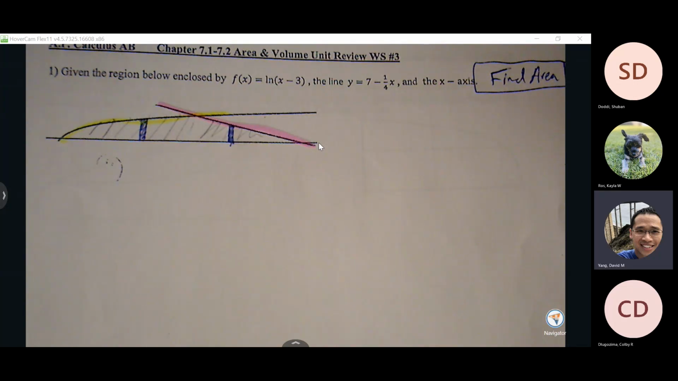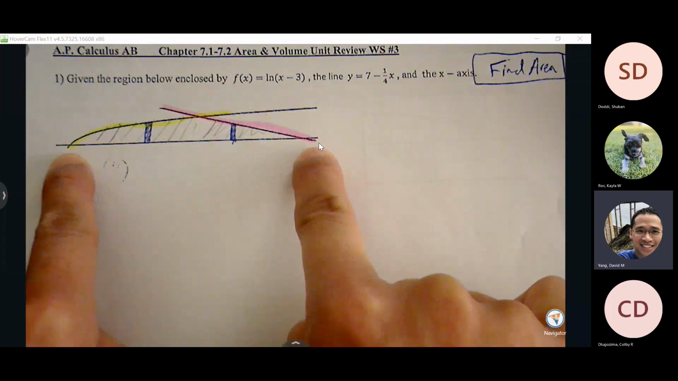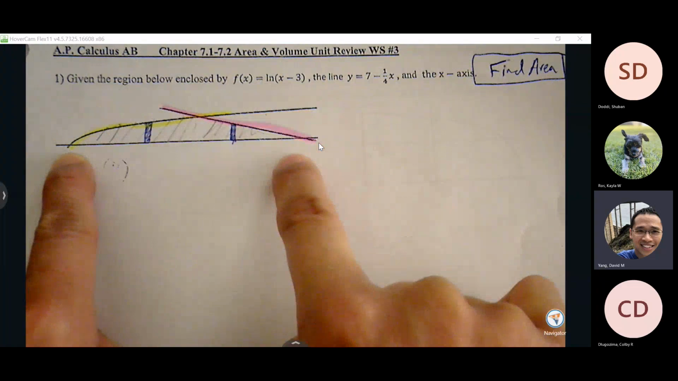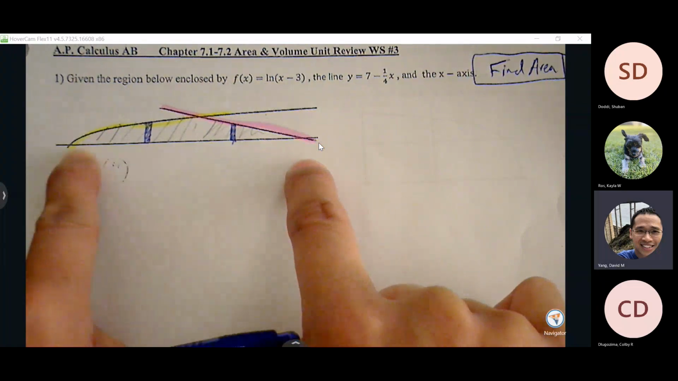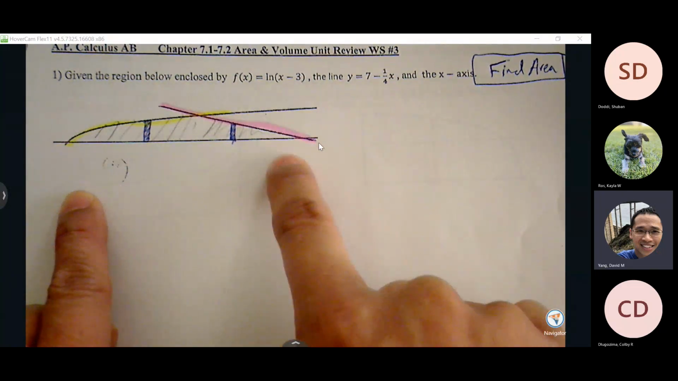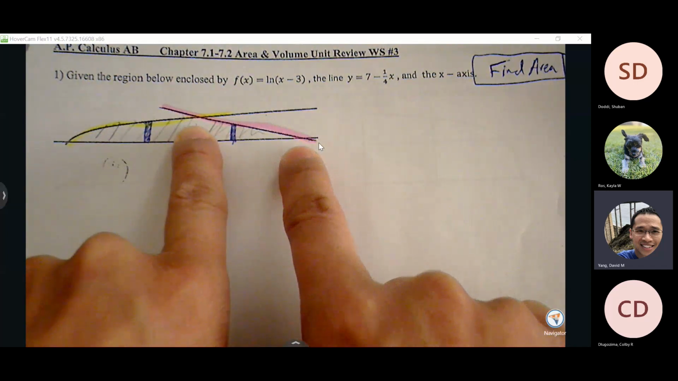Okay, so first thing I like to do is find the bounds, right? Find all these intersections. That's part of my problem. So I'm going to take that natural log of x minus 3 and see where that x-intercept is. Find that linear function and the intersection with the x-axis, and then also find the intersection between the two graphs.